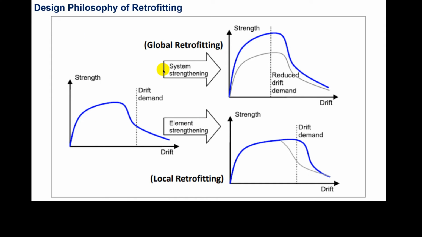So if we look into the philosophy of retrofitting, this one is the capacity of the structure. It is strength and drift in the y-axis and x-axis. Suppose this is the drift demand of the original structure. After global retrofitting or system strengthening, the ultimate load carrying capacity as well as the drift capacity of the structure has been improved. Whereas in local retrofitting, the drift capacity has been increased, but the global or ultimate load carrying capacity is not significantly increased. If we see this figure, it can be clearly visible here.